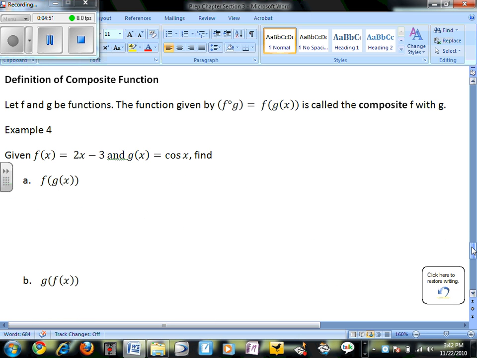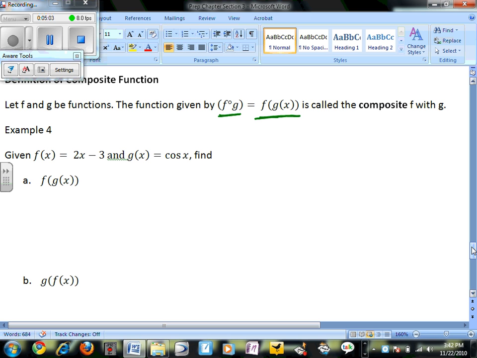And the last part, definition of composite functions. Composite functions, when we're given two functions and we put them together, f of g of x is what this stands for. f of g of x. We know from algebra days, whatever is inside the parentheses, we go ahead and we plug it in for the independent variable. So let's look at example 4.